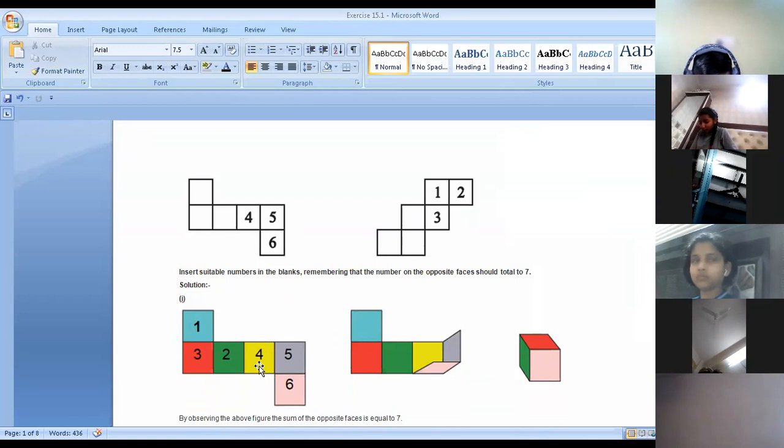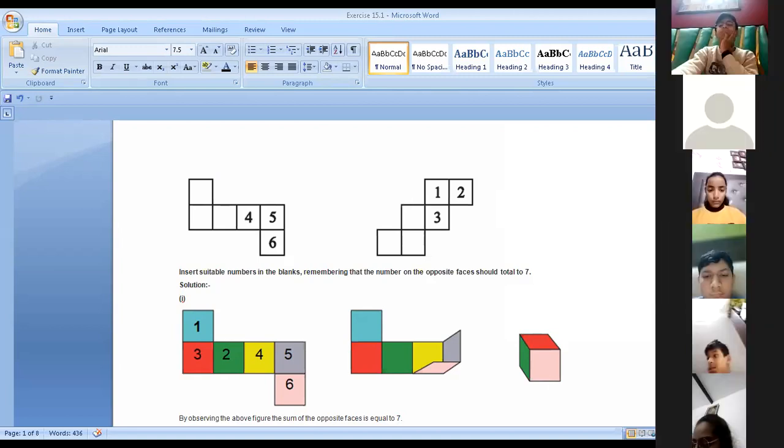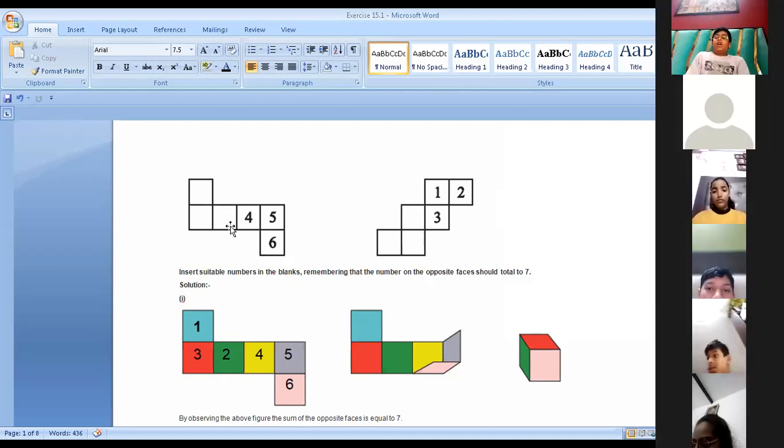When you are folding this page, you will be getting 3 here. And 6 will be opposite to 1 here. 1 is at the top, and 6 is at the bottom, and these all 4 are the sideways. So that's why we have left one box here, because opposite of 3 is 4, 2 is 5. So draw the net, and the numbers which are already given in your book, write with black pen, and the numbers which you are filling, write with blue pen.